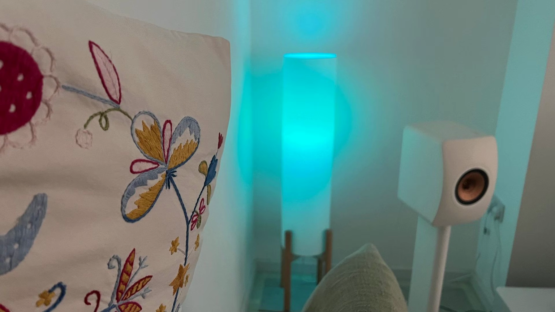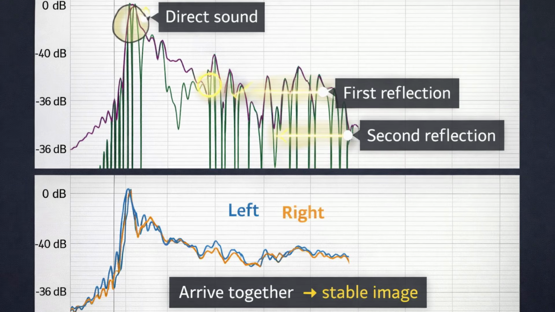You can't eliminate reflections completely, and in normal rooms, large acoustic treatment is often impractical. Now this is from my own system, and you can see there are actually quite a few reflections here. But what's interesting is this, they follow a relatively consistent pattern.